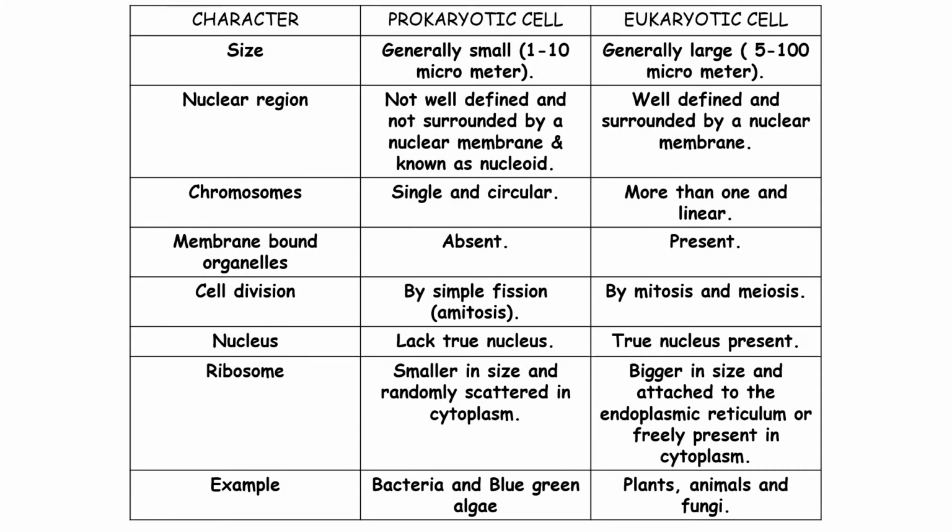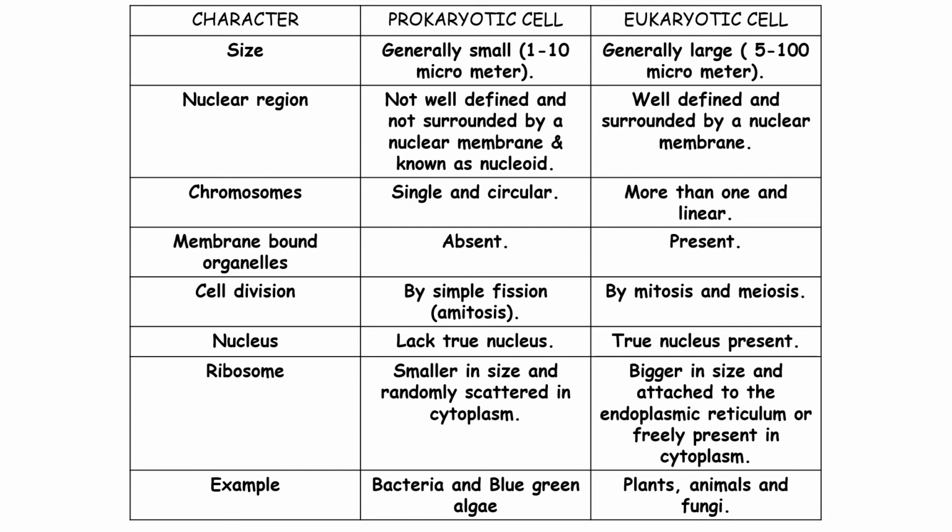Yes, the differences between prokaryotic cell and eukaryotic cell. Already we saw the structure of prokaryotic and eukaryotic cell. Pro refers to preliminary or not well developed. Karyo, that is nucleus. So the nucleus is not well defined. But in eukaryotic, the nucleus is well defined. Yes, now we can see the differences.